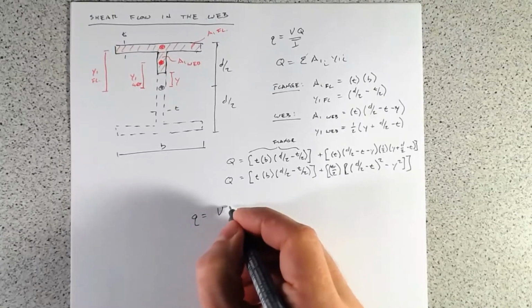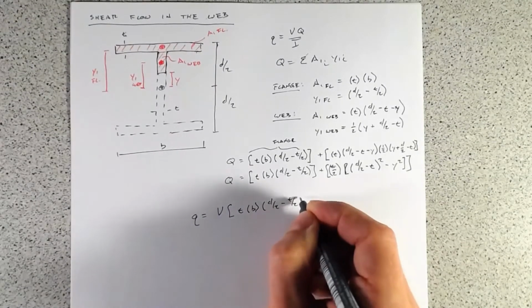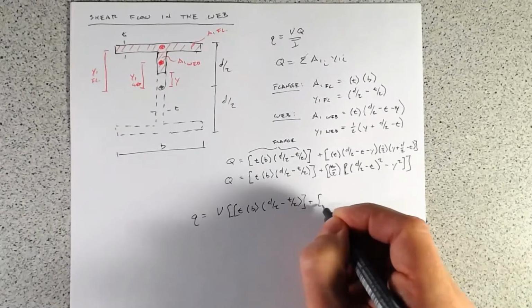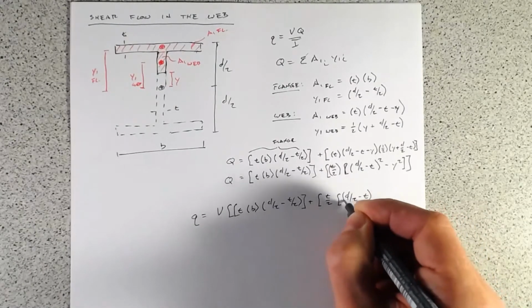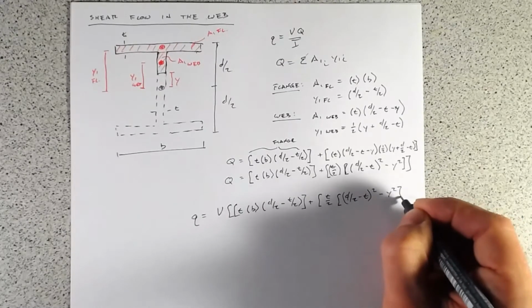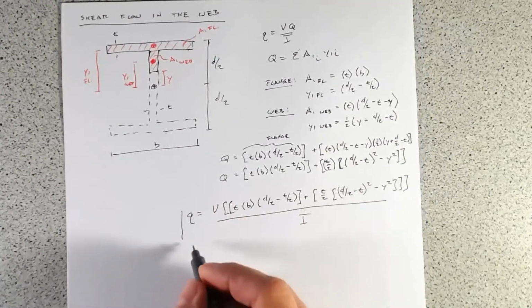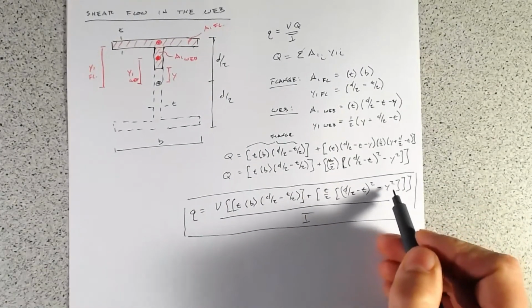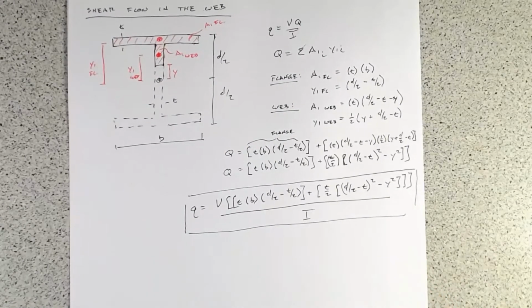And so if we put our big Q into our shear flow equation, we get V times t times b times d over 2 minus t over 2 plus, put those in brackets, t over 2 times d over 2 minus t squared minus y squared, all over I. You can see that for our shear flow, the only variable which is changing is this distance y from the neutral axis, and that means that our shear flow is going to be proportional to a change which is parabolic, which is just the same as with our shear stress. So that's kind of neat.